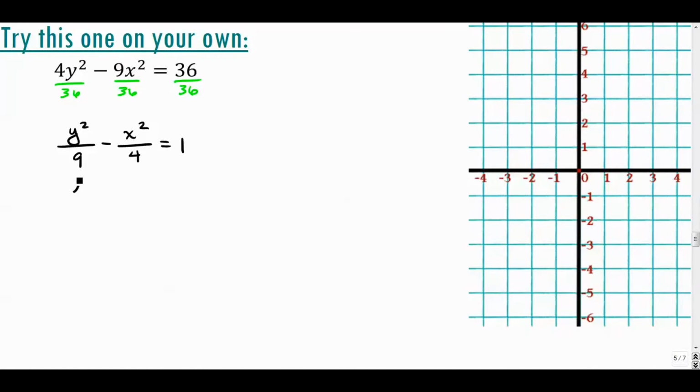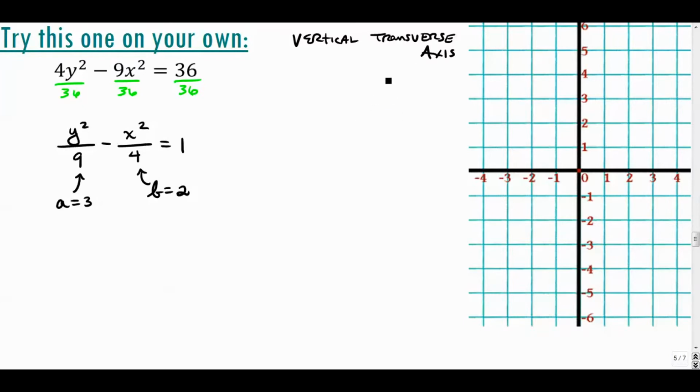So that leads me to believe that my a term is 3 and my b term is 2. Remember, in a hyperbola, the a term is always leading off. It's always in the denominator of the first fraction. The fact that y is in the numerator of the first fraction tells me that this is a vertical transverse, did I spell that right? I think so. Transverse axis. In other words, this hyperbola is up and down.